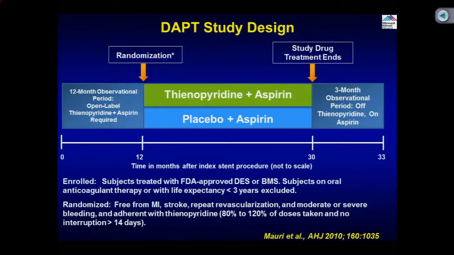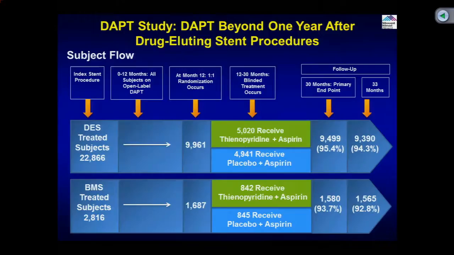Then after 30 months, it was allowed to stop the thienopyridine. Then they followed patients for an additional 3 months. The idea was, once you stop the drug, what should be your minimum duration? Is there a rebound? So it clearly gives us the data of the 30 months, followed by 33 months. And this is basically the trial design.